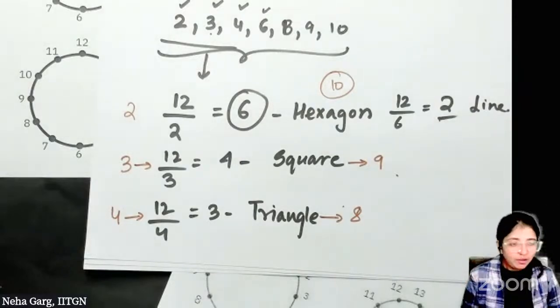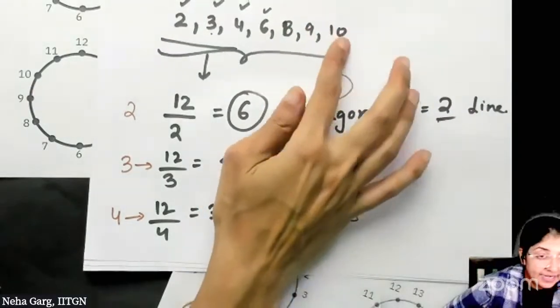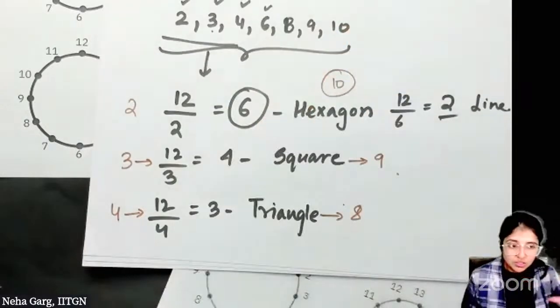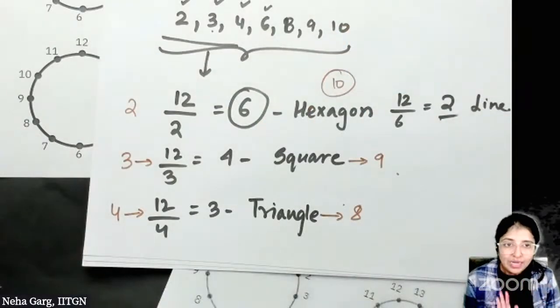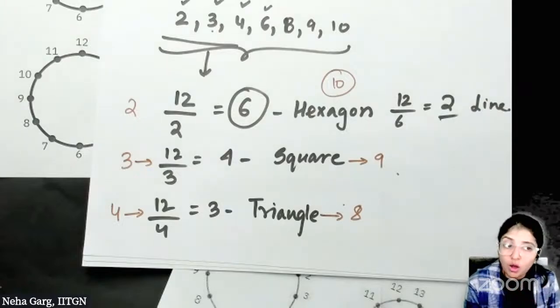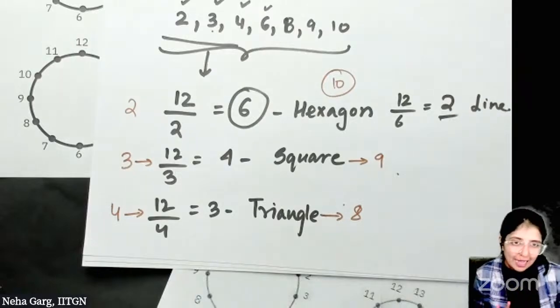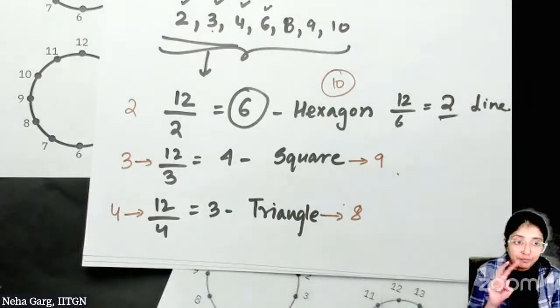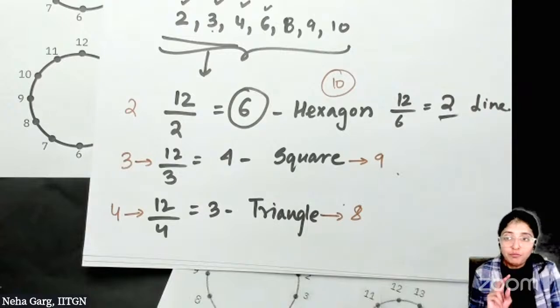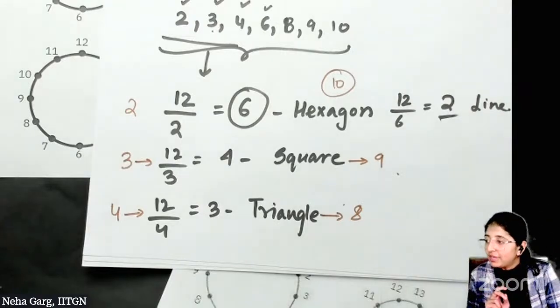So now if we look at 8, 9, 10 and 12, the only relationship that exists between them is that they have some common factor. But 5 and 7, when we talked about 5 and 7, they did not have any common factor.